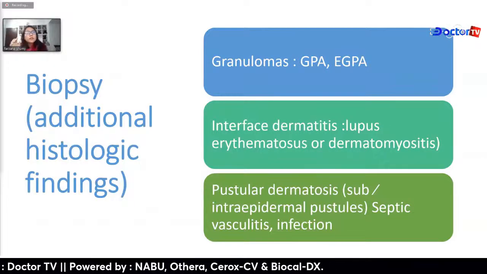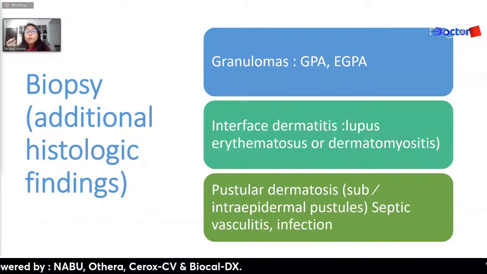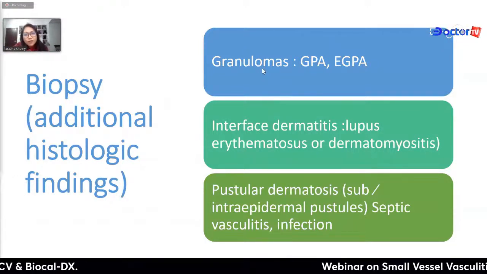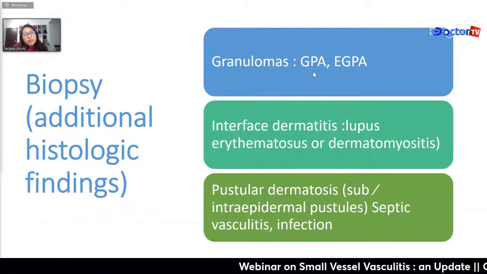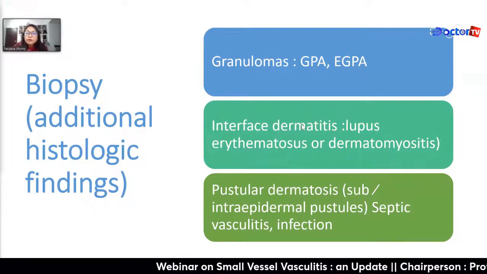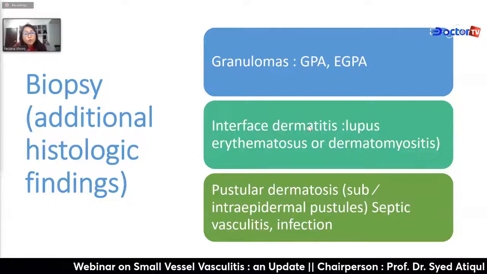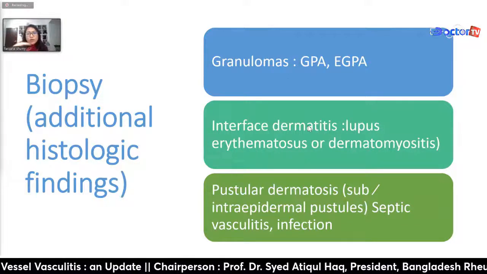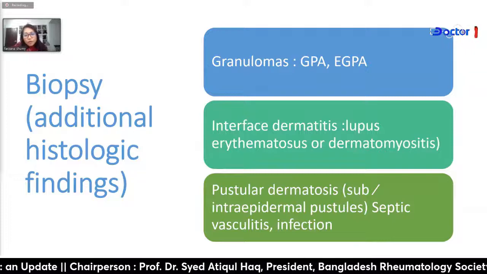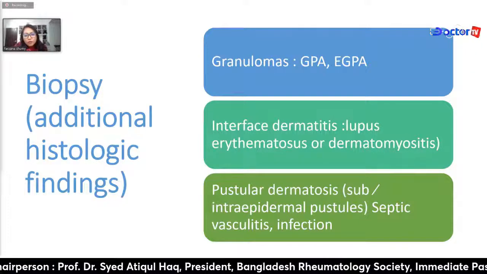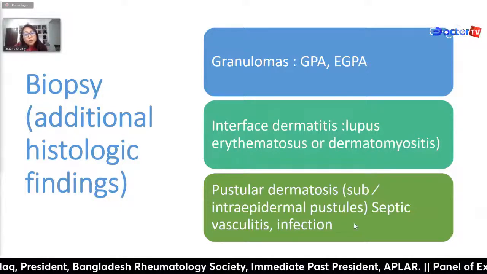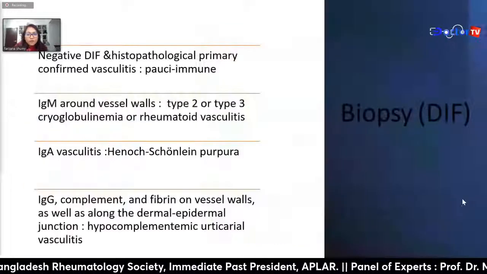So what are the additional histopathological findings which will guide us to diagnose vasculitis? The presence of granuloma can help us to diagnose GPA and MPA. Interface dermatitis, like immunoglobulin deposition and complement deposition between the dermis and the subcutaneous tissue, at the dermal-epidermal junction, is seen in lupus and dermatomyositis. But in vascular dermatosis, there is a subcorneal or intraepidermal pustule, like that present in septic vasculitis and infection.